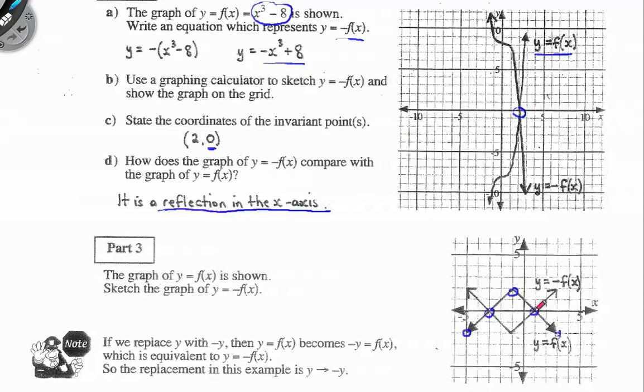These, of course, will be invariant points. If they're on the x-axis, they don't move. This one goes down here, and these go up, like so. So in other words, if we replace y with negative y, then y equals f of x becomes negative y equals f of x, which is basically equivalent to what we've been looking at. So the replacement terminology is y goes to negative y.